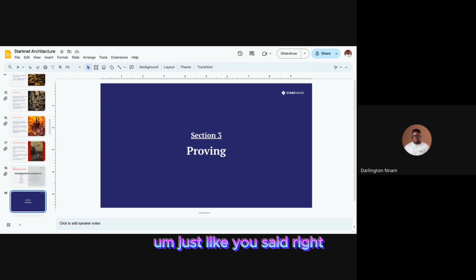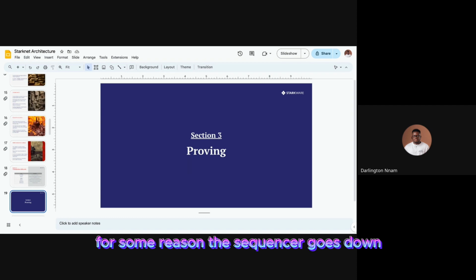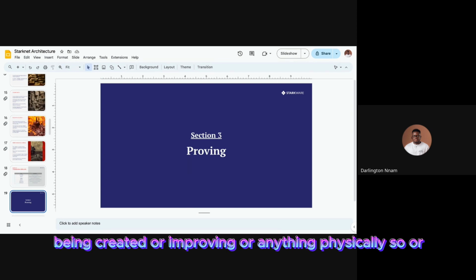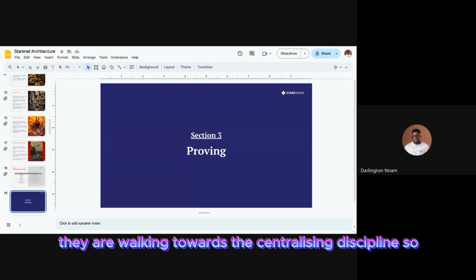But just like you said, the disadvantage of the sequencer being centralized is that if for some reason the sequencer goes down, it means during that particular period there's probably not going to be any block being created or proven or anything, basically. But yeah, they're working towards decentralizing the sequencer.